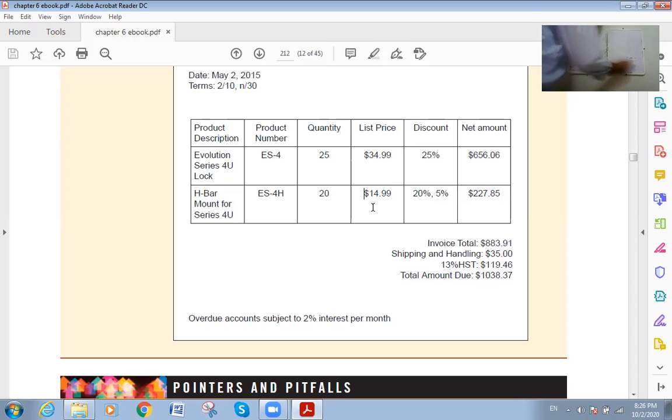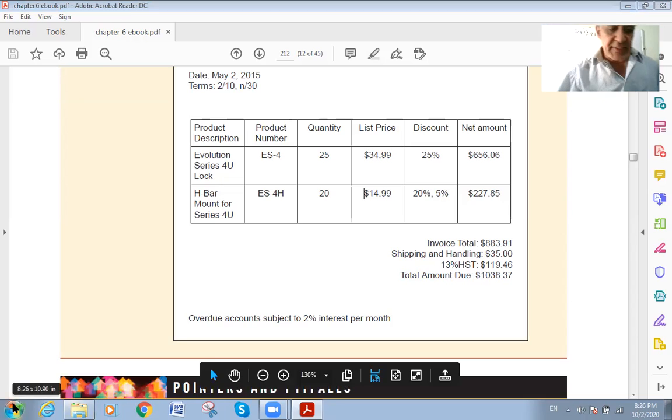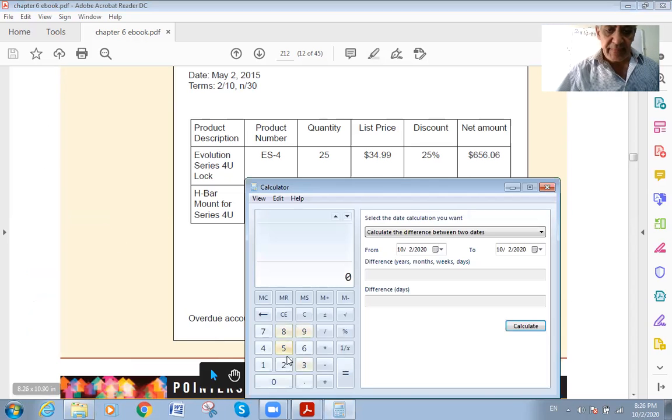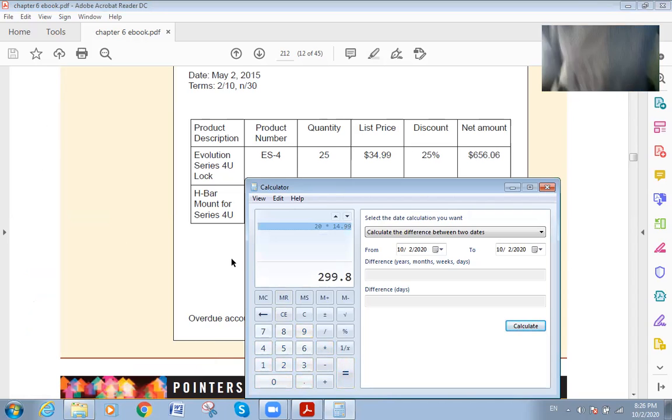Here we'll get the total amount which he's supposed to pay. Let's calculate it here. 20 by 14.99 will equal 299.8. That's okay.